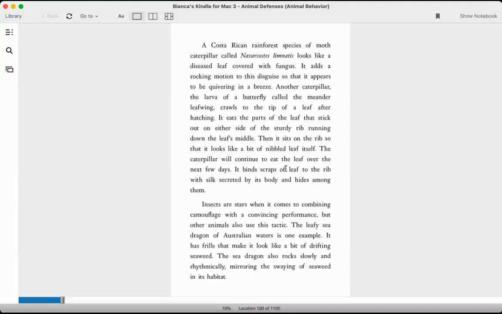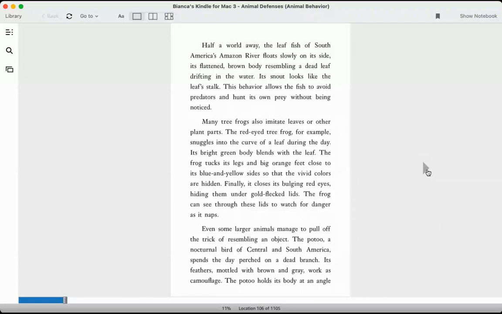Insects are stars when it comes to combining camouflage with convincing performance, but other animals also use this tactic. The leafy sea dragon of Australian waters is one example. It has frills that make it look like a bit of drifting seaweed. The sea dragon also rocks slowly and rhythmically, mirroring the swaying of seaweed in its habitat.